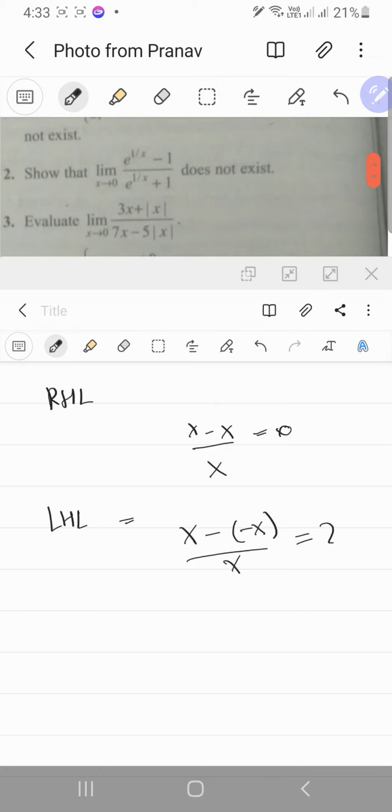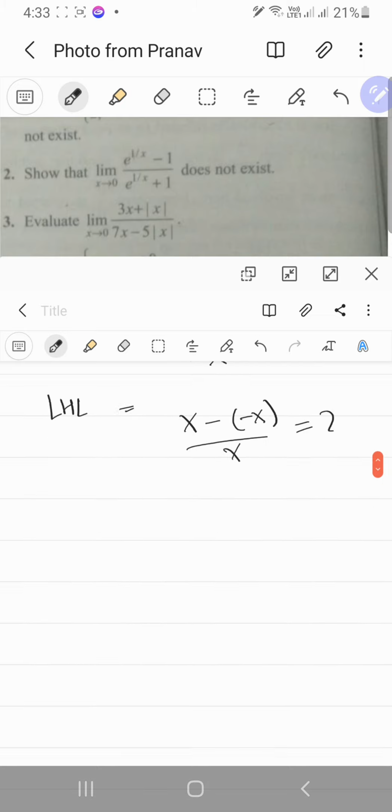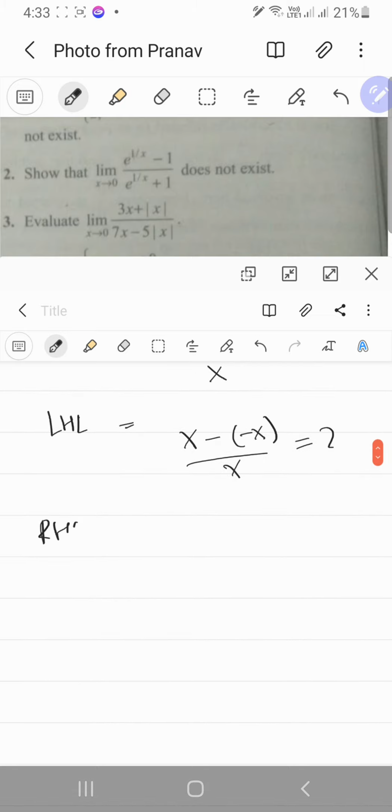Next question, show that this limit does not exist. Do the same thing. So the right hand limit is, put a positive number into this. If x is bigger than 0, then 1 upon 0 is like positive infinity. So e to the positive infinity minus 1 upon... this is going to be like infinity minus 1 upon infinity plus 1, which we know is 1. So this limit approaches 1, not bad.